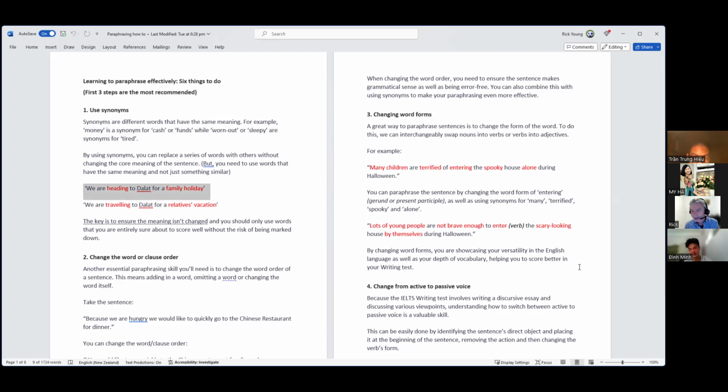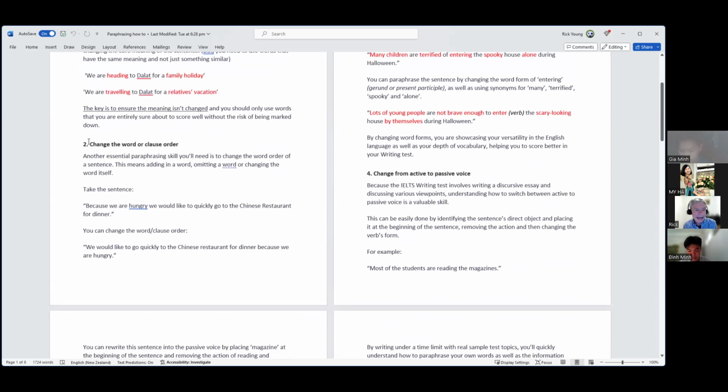Xiaming, can you read the first sentence, please? We are heading to Dalat for a family holiday. Good. And can you also read the second sentence? We are traveling to Dalat for a relative vacation. Good. Okay, everyone, you can see all I have done here is used synonyms to paraphrase the sentence. So heading to Dalat, traveling to Dalat mean the same thing. Family holiday and relative vacation mean the same thing, but I'm using different words. So I am paraphrasing the sentence.